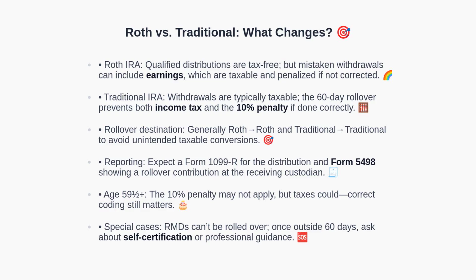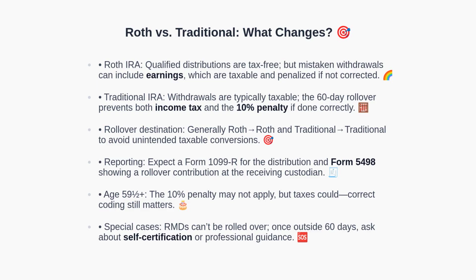Administratively, you will receive a Form 1099-R reporting the distribution, and the receiving custodian will issue a Form 5498 indicating a rollover contribution. If you are at least 59.5, the early withdrawal penalty may not apply, but tax consequences may still arise without proper coding. Required minimum distributions cannot be rolled over. If the 60-day period has passed, inquire about self-certification relief or consult a professional.